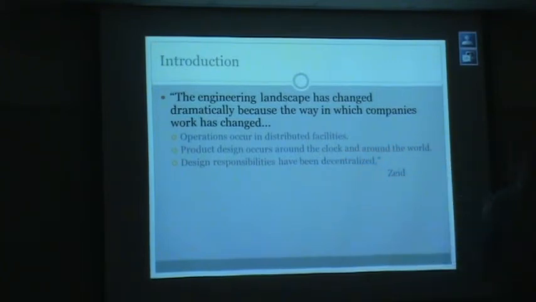Product design is no longer happening 8 to 5. Do you ever see an engineer working a swing shift or a graveyard shift? Not really. You see manufacturing doing that, but engineering typically has been an 8 to 5. Sure, they may tack on a few overtime hours in the week, but generally there's not an engineering swing shift or an engineering graveyard.